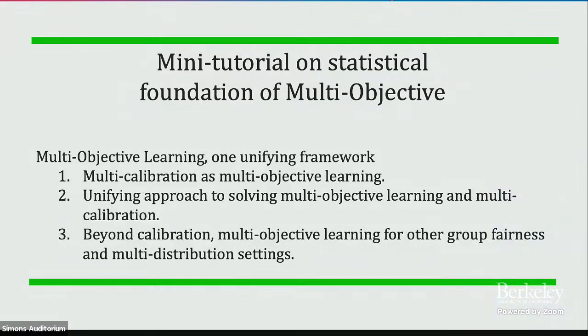What am I going to do in this talk? It's a mini/micro tutorial on statistical foundations of multi-objective learning. I'll try to hit 3 things. First one is, what is multi-objective learning as one unifying framework? And then how does multi-calibration look in the multi-objective setting? How do you solve multi-objective settings? What are different ways of solving it? And what are optimal ways of solving it? And then hopefully I will have time to go beyond calibration and talk about multi-objective learning for other group fairness and multi-distribution settings, again, touching more closely on the last talk and some of the other stuff that we've seen.